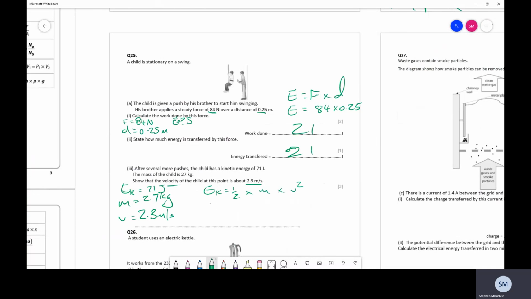EK is 1/2 mv squared. I'm going to rearrange this equation because it is a nice one to look at. v equals the square root of EK over 1/2 times m. That is the same thing as the square root of 71 over 1/2 times 27.